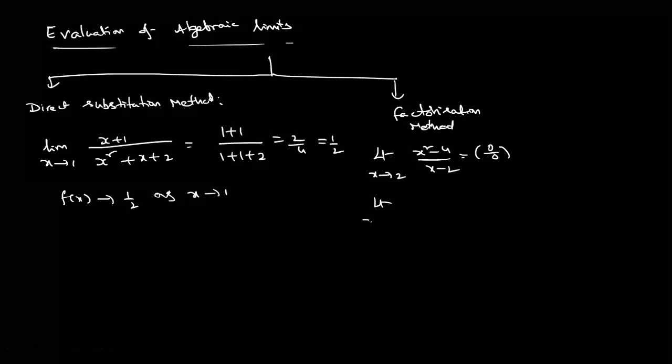How to factorize? A square minus B square is A minus B into A plus B. Now you can cancel them. After that, now the direct substitution method. Put x is equal to 2. 2 plus 2 is equal to 4. That is the meaning. Next.